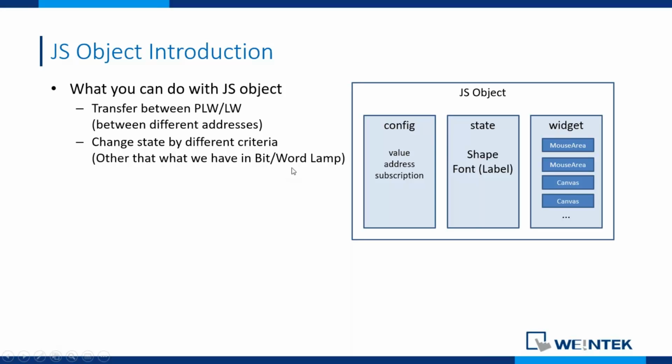So what you can do with a JavaScript object, remember that a JavaScript object is a viewer-side object. So the POW or POB address will be available for it. So you can transfer between POW or LW by using driver.getData or driver.setData. So those open the door for the viewer connection to the macro to the driver. Okay, and then you can change the state by different criteria. So actually you can write your own bit lamp or word lamp by using a JavaScript object.